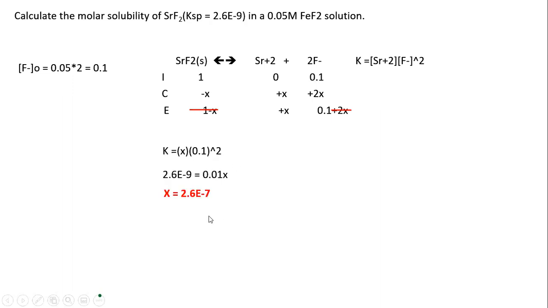We can solve for X. And so here the molar solubility of strontium fluoride is 2.6 times 10 to the negative 7. Again, we can negate the plus 2X because the value of X is going to be a lot smaller than the initial concentration of fluoride.